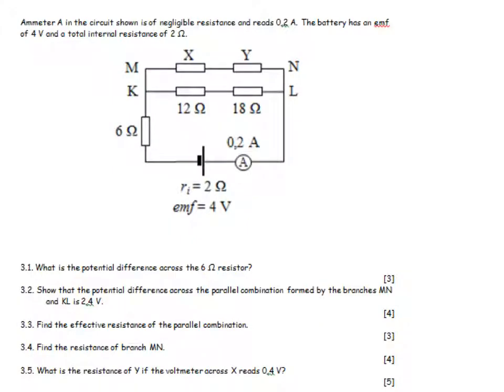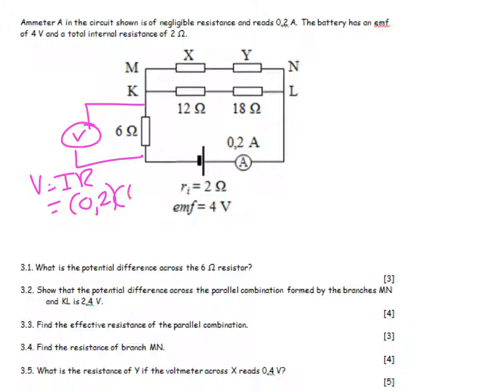Ammeter A in the circuit is shown. It has negligible resistance and reads 0,2 amps. The battery has an EMF of 4 volts and a total resistance of 2 ohms. So now, if I want to get a voltmeter across here, voltmeter is equal to I times R. The series current is 0,2, the resistance is 6, and I land up with 1,2 volts.